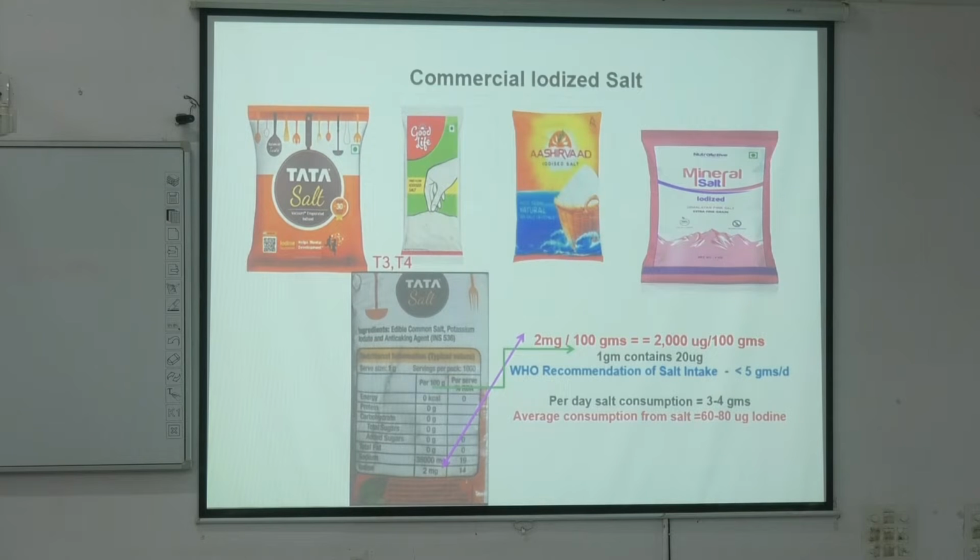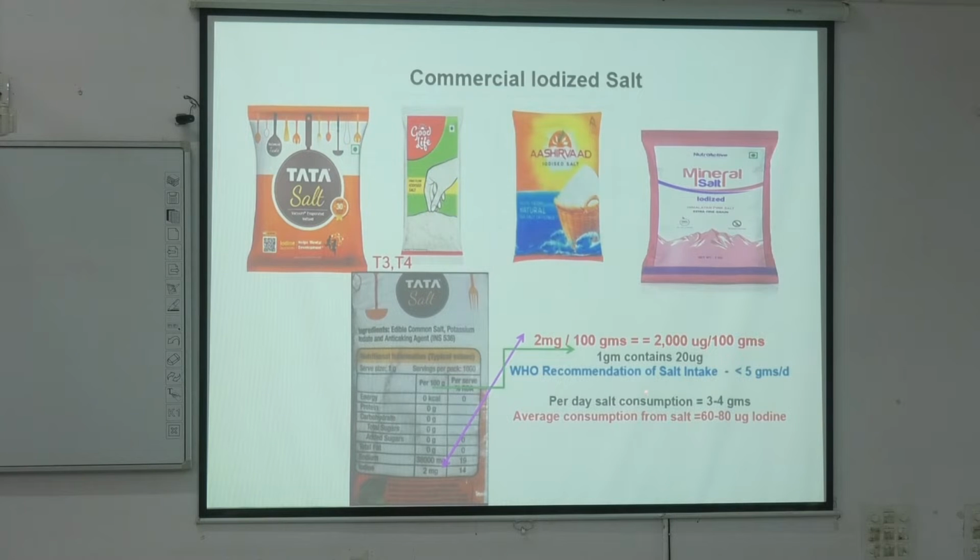And many companies are producing iodized salt. Just for information, I have shown this slide. So if you look at this iodine content, it is 2 grams per 100 grams. This 2 grams is 2000 microgram per 100 grams. So 1 gram contains 20 microgram.